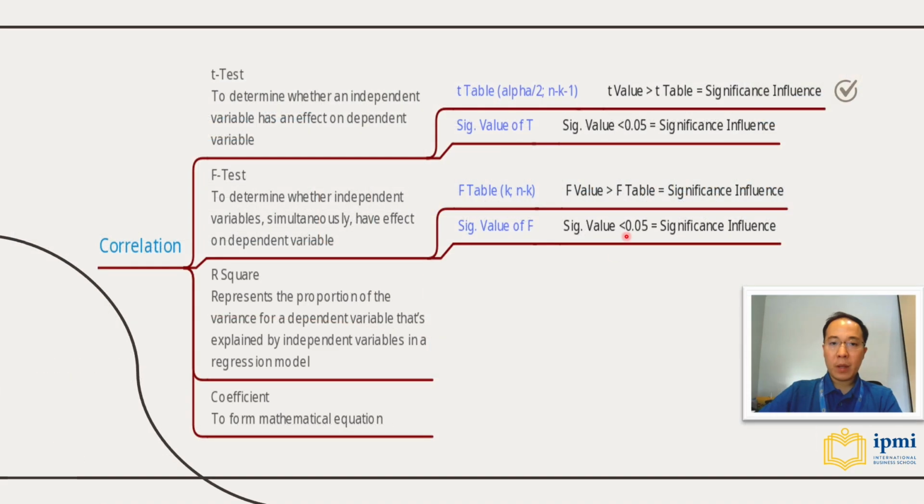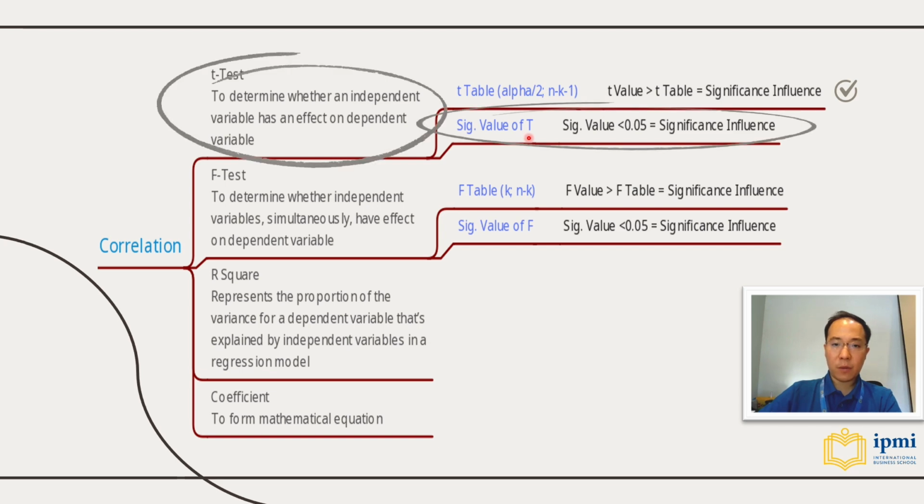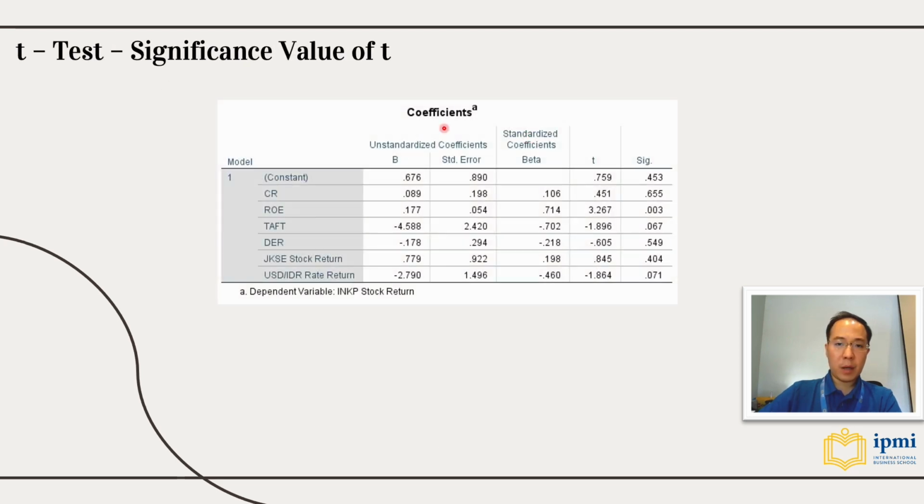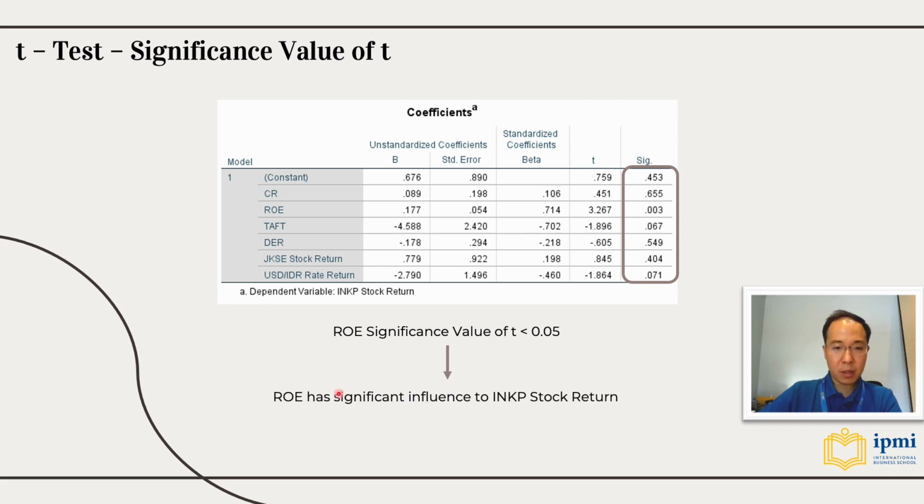Or, go for the second way, the significance value of t. The significance value of t, the same table that we did earlier, but now we focus on the right one. Previously we focused on the t value, now the significance value. The significance value of t must be under 0.05. This is the requirement. You can see, yeah, this one, and the others are above 0.05. Means the same result. The ROE has the significant influence individually to the ENKP stocks return.